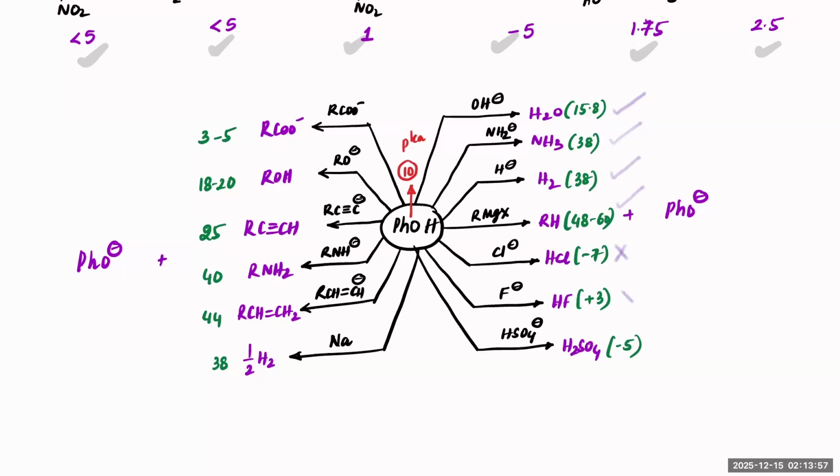This will not happen. This will not happen. This will not happen. This can happen, and this will not happen. So these are the following reactions which are positive and which are negative. Okay. So I can use all these terminologies like phenol can give positive ammonia test.